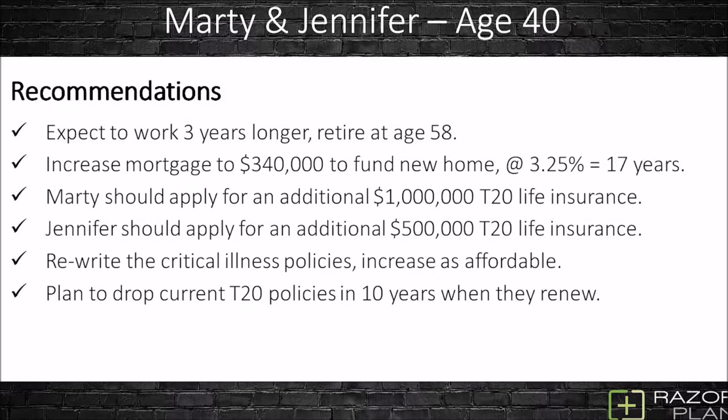So what are my recommendations this time? You got to work a little longer, Marty and Jennifer. This age 55 stuff isn't going to work. If you want to buy the house, you need to take on more debt. You have the collateral, it's not a big deal. And you need some more life insurance. You now have kids. By the way, the T20 is now a T10 policy from the first meeting. And so with those changes, this is what we're looking at.